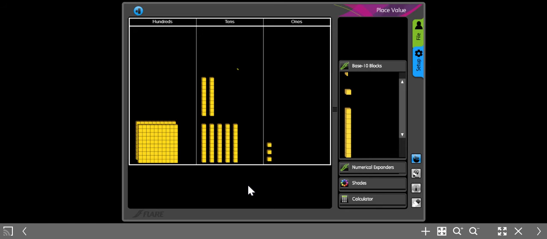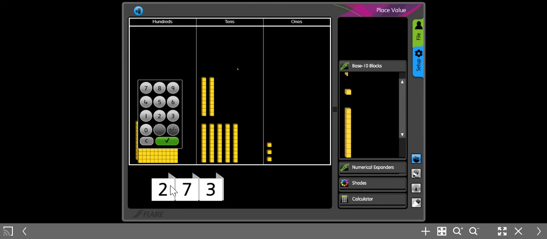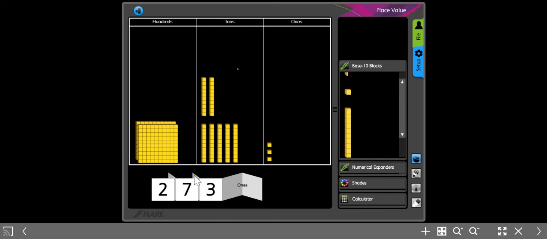Okay, so I can put it all together and I can say 273. So all I'm doing on this expander is I'm just breaking it apart so that it is easier to read which number goes into which place.